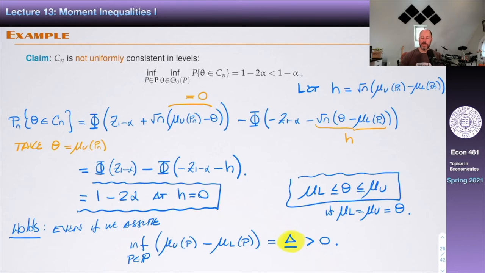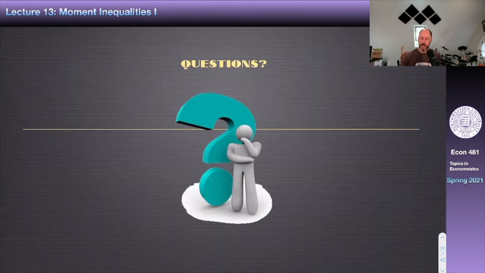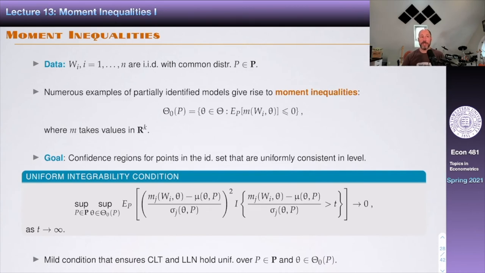And so that's problematic. And this has nothing to do with moments and so on. It's a feature of partially identified models. So, is that intuition clear? Hopefully we know by now that uniformity is something to be concerned about here. It's meaningful and we need to be careful about it. So let's start with the general construction.